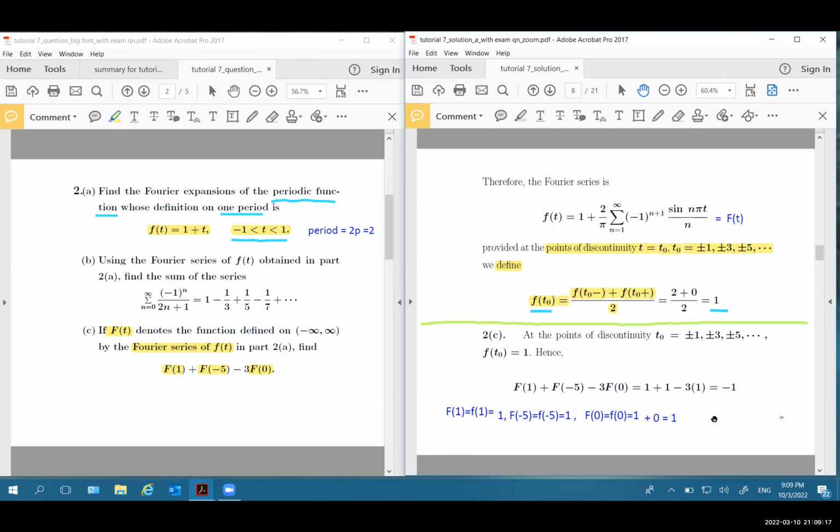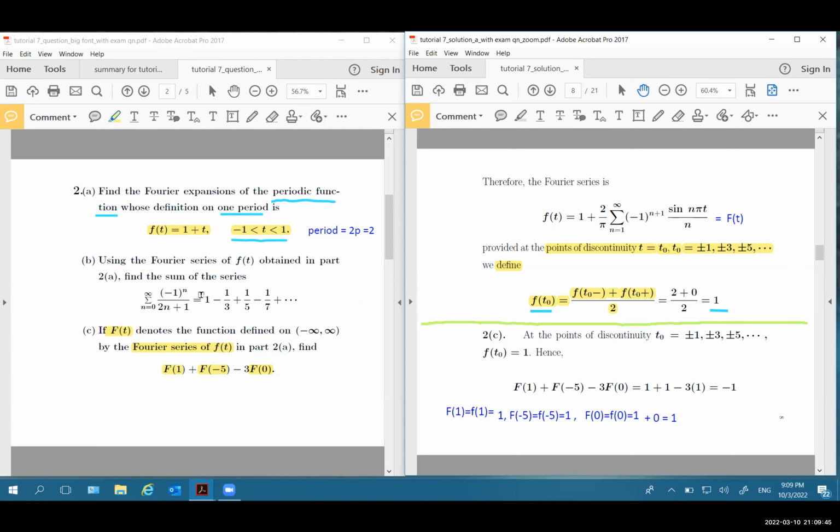Okay, now let's go and do part B. Part B is using the Fourier series of f(t) obtained in part A, you want to find this sum. This kind of question is also quite common. They ask you to find the Fourier series, and then ask you to use the Fourier series to go and find the sum of some series.